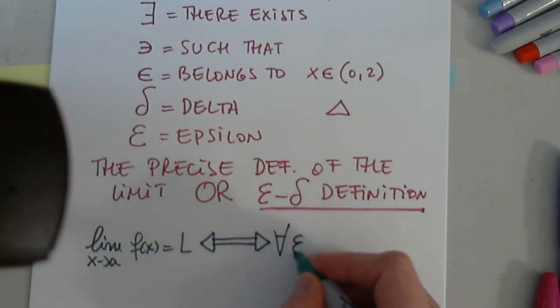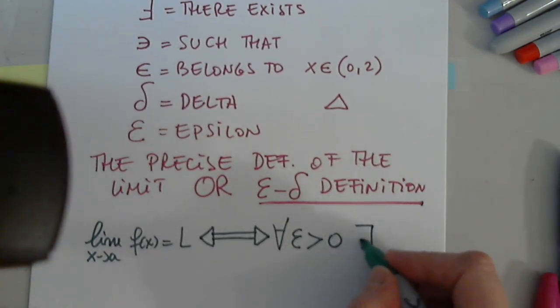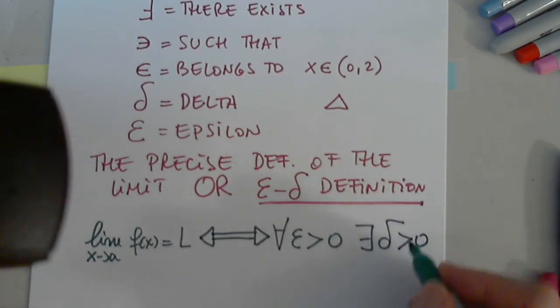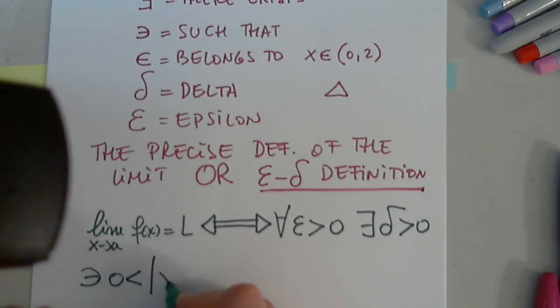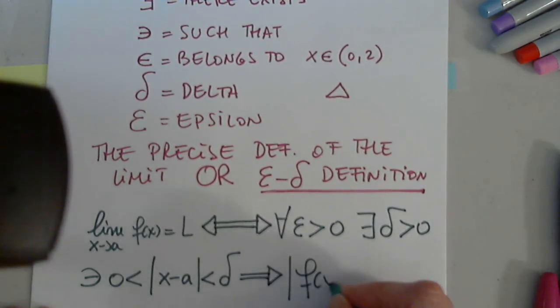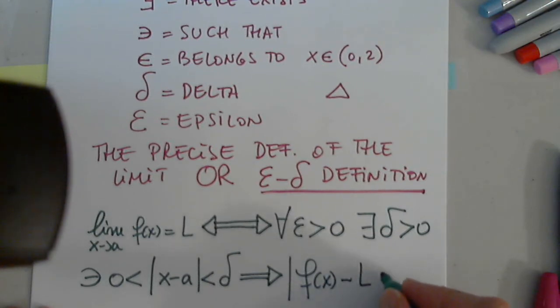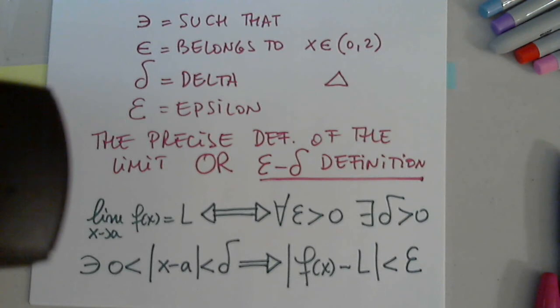For every epsilon positive, there exists a delta positive such that every time we pick an x close to a, less than delta, this will imply the absolute value of f of x minus L less than epsilon. It means nothing to you right now. It makes no sense. I will explain.